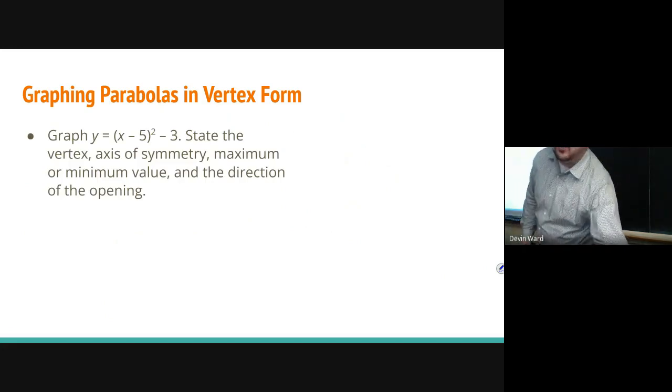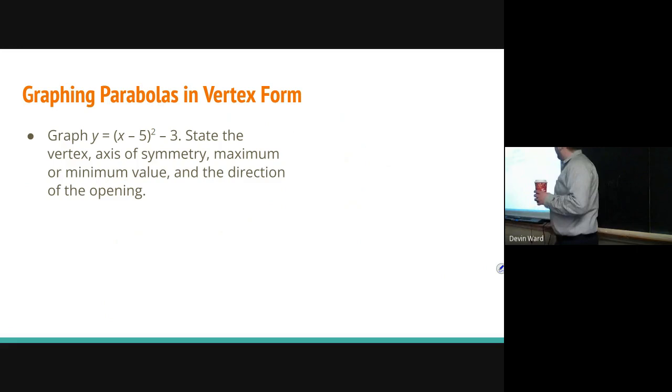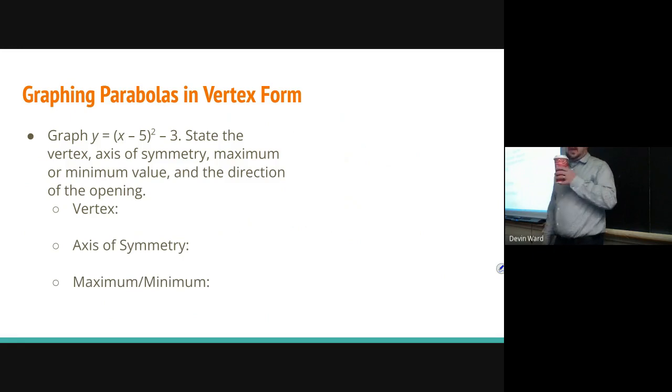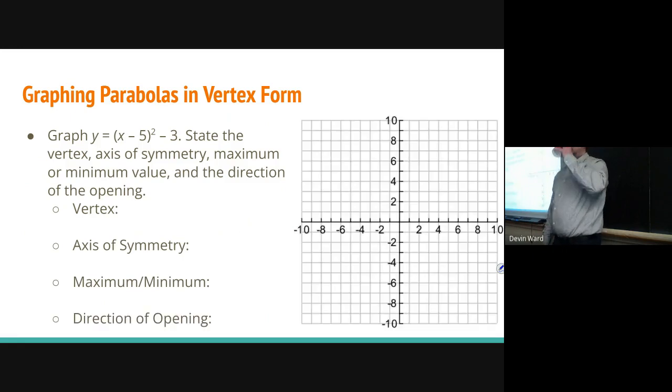So we're going to graph y equals (x minus 5) squared minus 3, and then we'll state the vertex, axis of symmetry, minimum or maximum, and the direction of the opening. Mine's just flipped from your page because I need more room for the graph. That's why mine's on the right and yours is on the left. It doesn't matter.